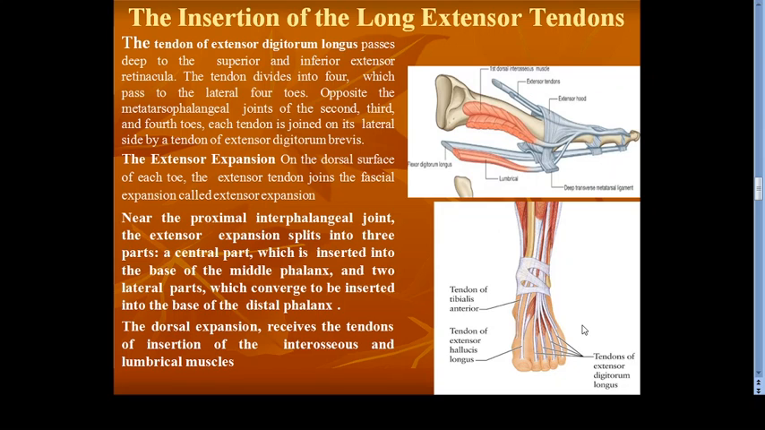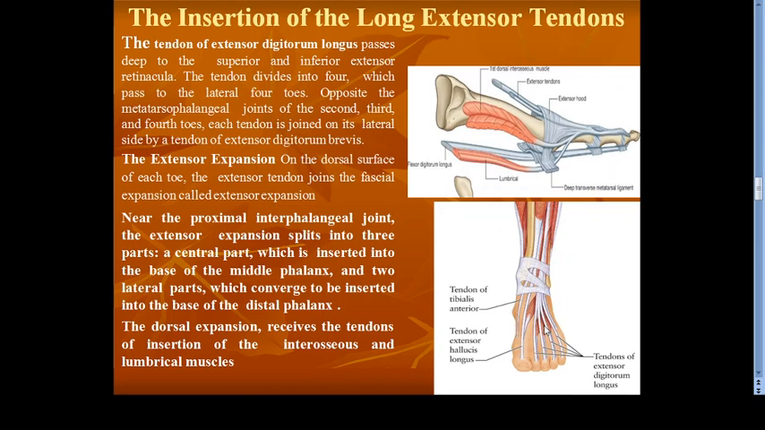So what happens is the tendon of the extensor digitorum longus, the one which is coming from the anterior compartment of the leg, is going to pass deep to the superior extensor retinaculum and inferior extensor retinaculum. Then this tendon is going to divide into 4, which pass to the lateral 4 toes opposite the metatarsophalangeal joints of second, third and fourth toe. Now each tendon, as you can see over here, is joined on its lateral side by the tendon of extensor digitorum brevis.